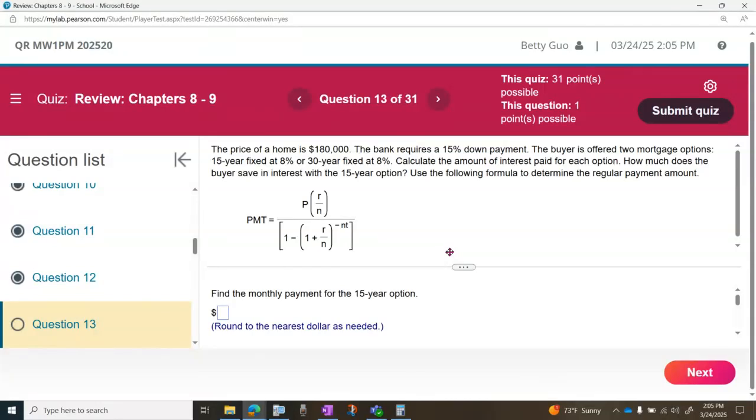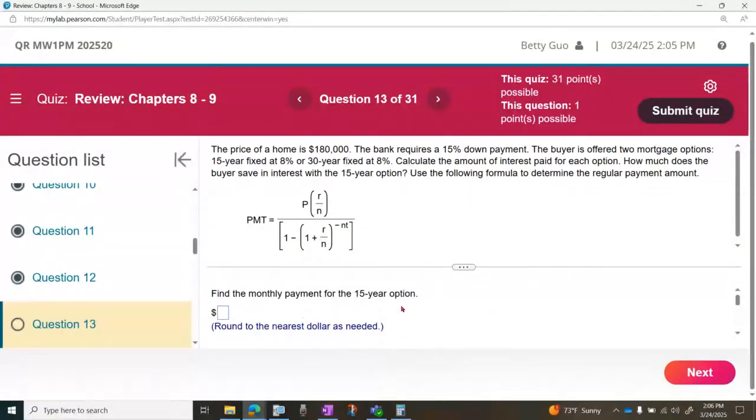Question number 13. The price of a home, 180 grand. The banker requires 15% down. The buyers are offered two mortgage options: 15-year fixed at 8%, and 30-year fixed at 8%. Calculate the amount of interest paid for each option. How much does the buyer save in interest with the 15-year option? Use the following formula to determine the regular payment amount.